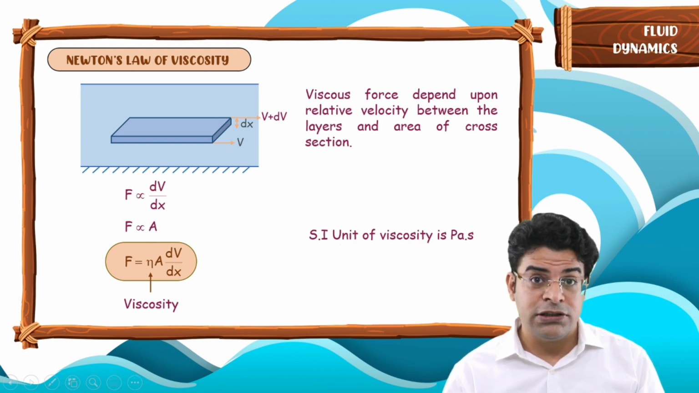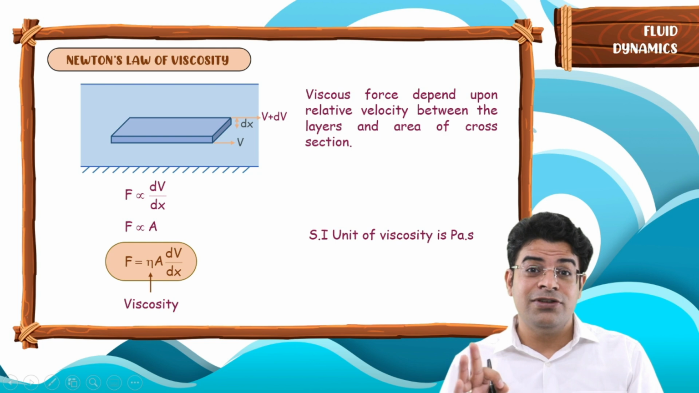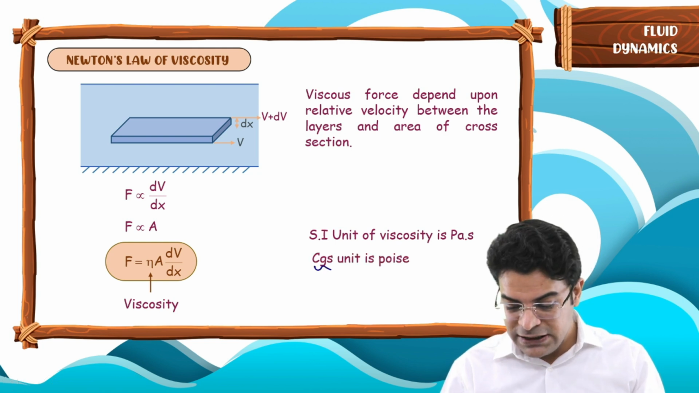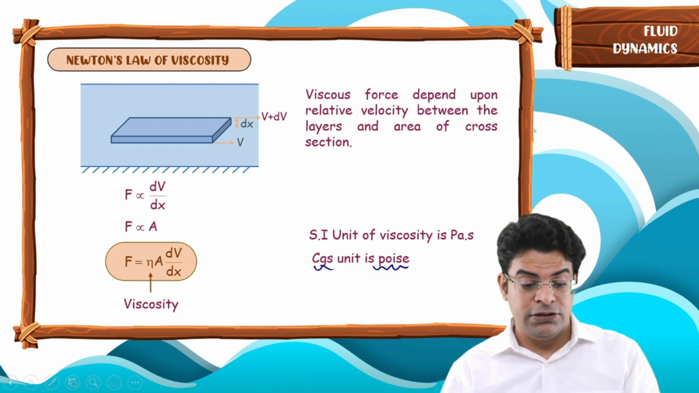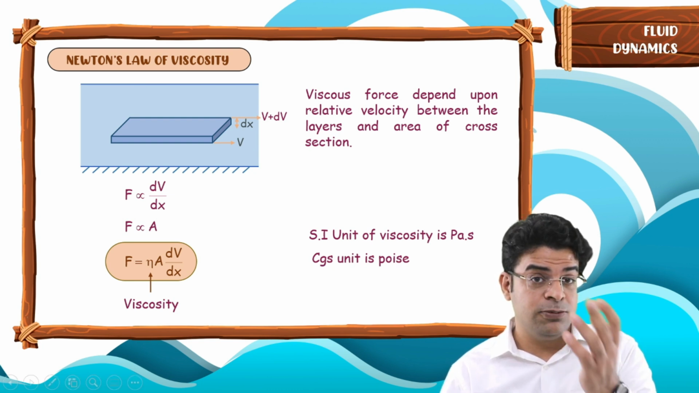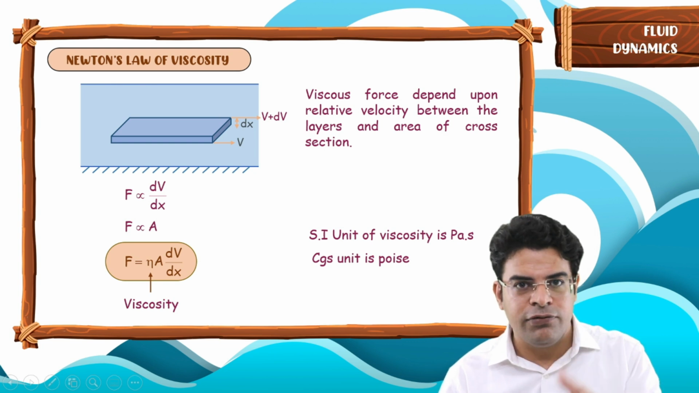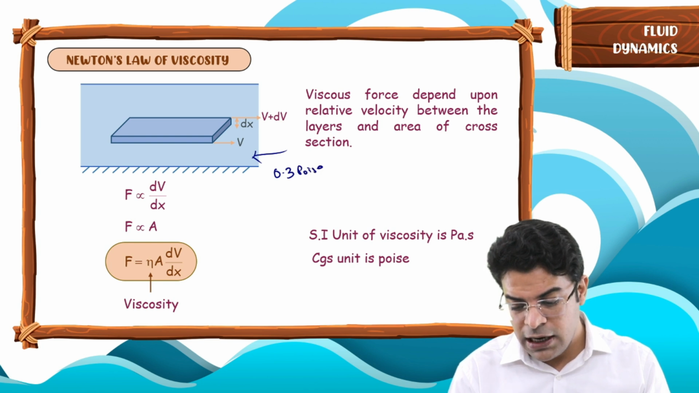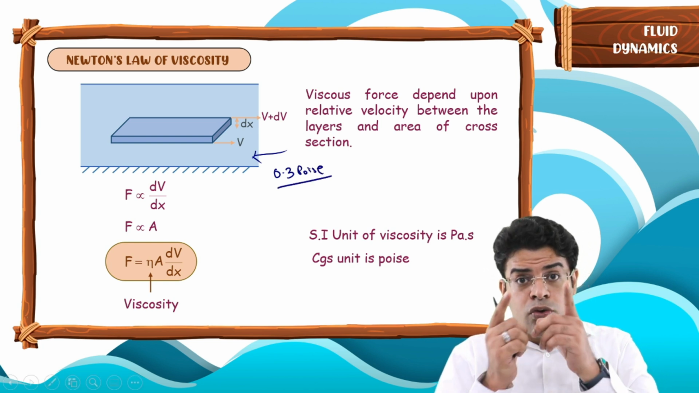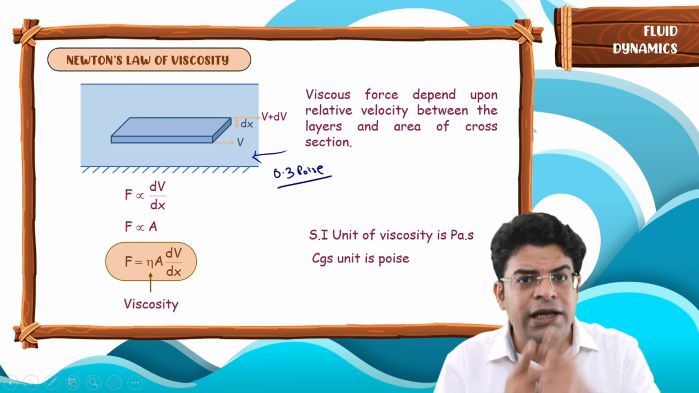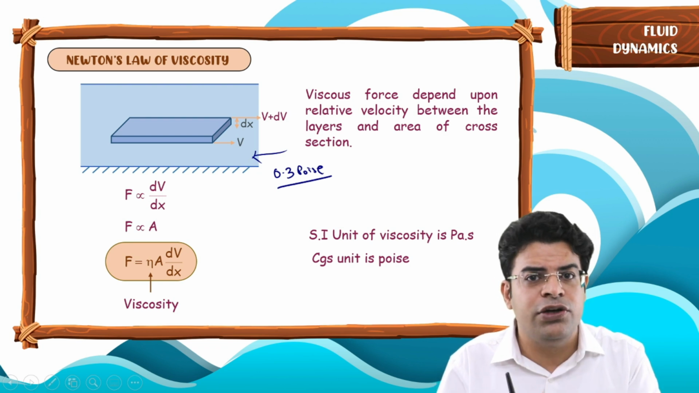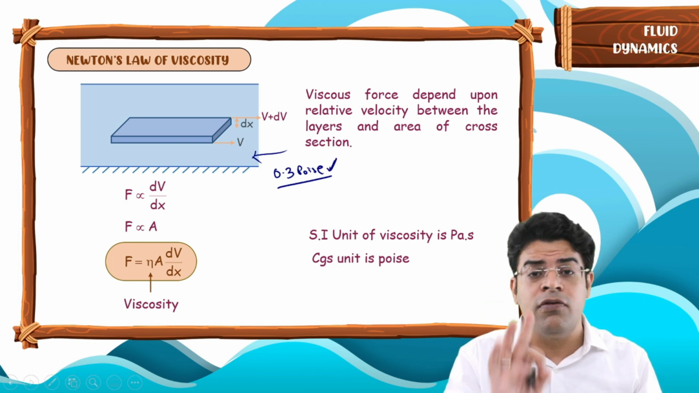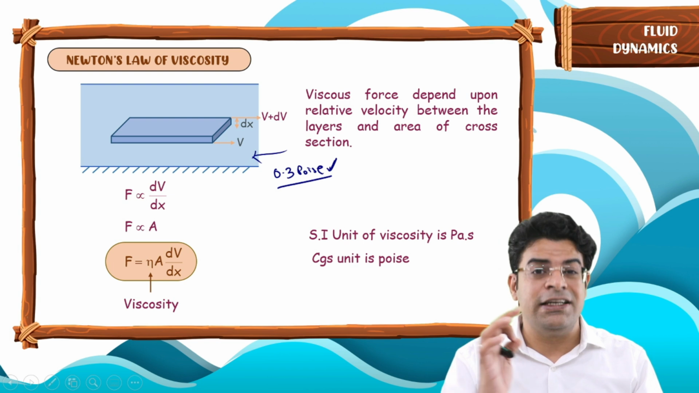But in the questions they will always give you the viscosity in the CGS unit. I don't know why, but they do it every time. So the CGS unit of viscosity is poise, and in the numericals they will give you something like the viscosity of this fluid is 0.3 poise, and you need to solve the question. To solve the question, you need the viscosity in SI unit, but they will give it in the CGS unit. So it's very important that you know how to convert from CGS unit to SI unit.